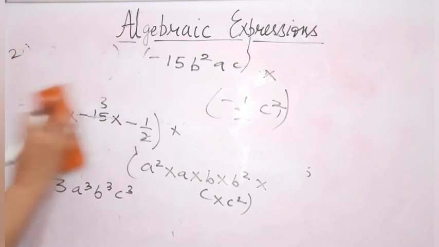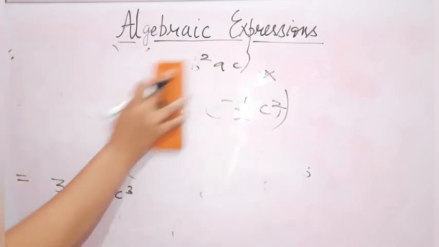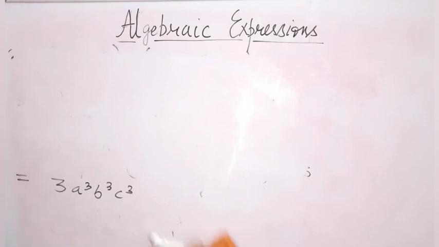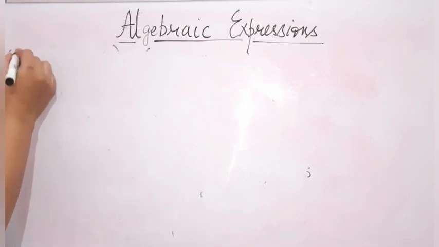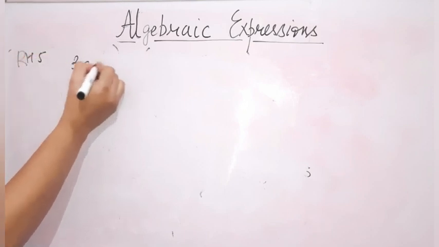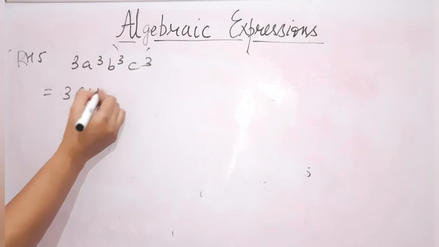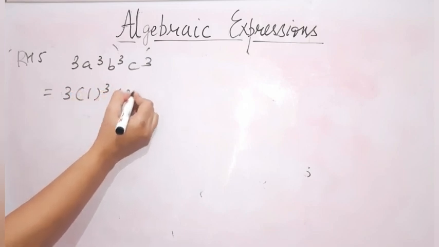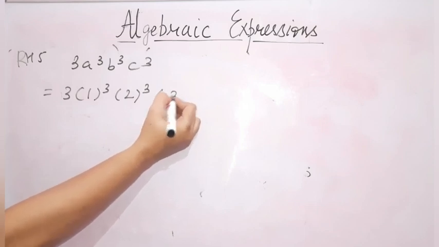Now what we have to do? Now we have to place the value because we have obtained the RHS. Now we have obtained right hand side. Now we have to place the value in right hand side. So what was the value of A, B and C? The value of A, B and C we have to place in the right hand side. So 3, 1 cube, the power value of B was 2 and the value of C was 3.